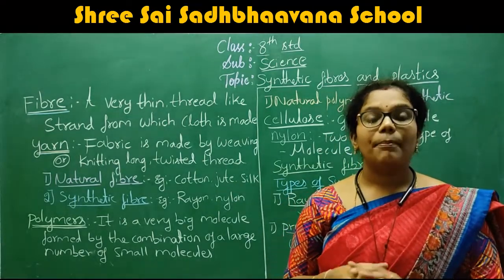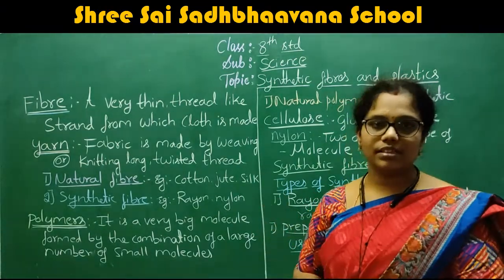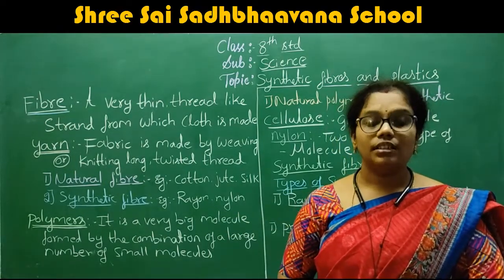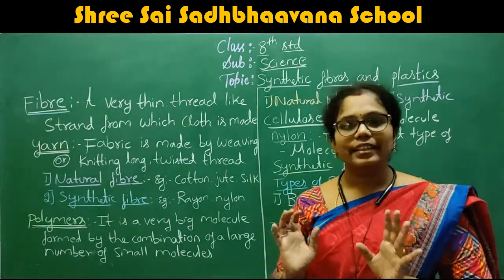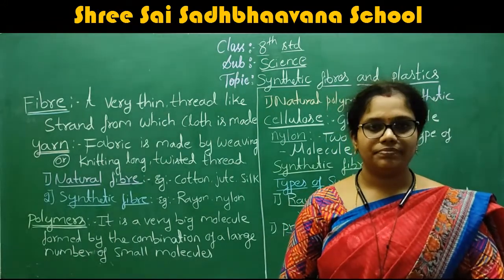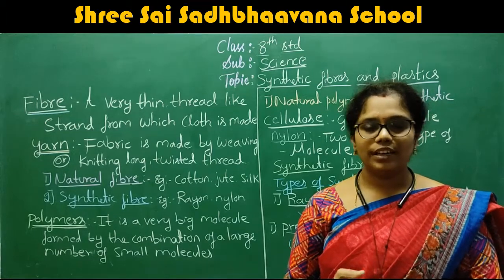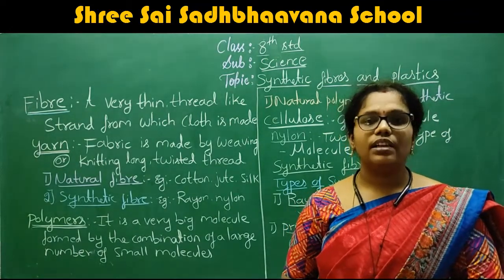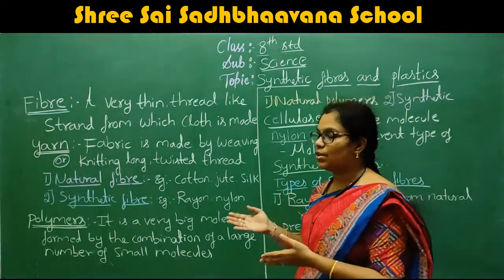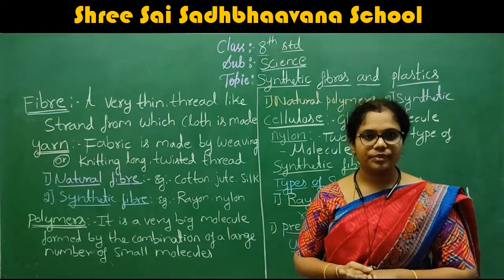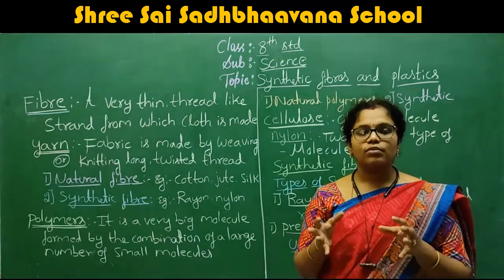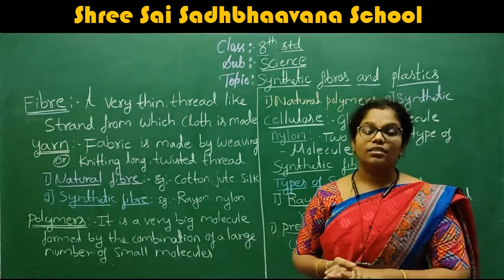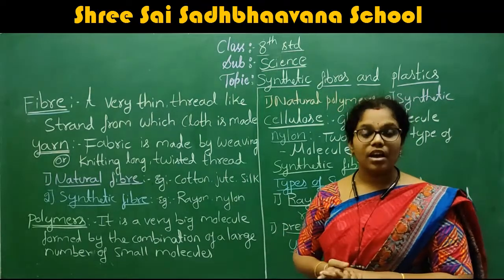What are synthetic fibers? Man-made fibers are called synthetic fibers. Or another definition you can give: the fibers which are produced artificially. Another name for synthetic fibers is artificial fiber. What is artificial fiber? The fibers which are prepared artificially by the usage of man. That type of fibers we call artificial fibers or synthetic fibers.